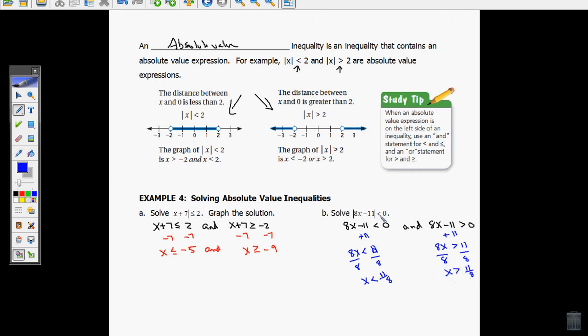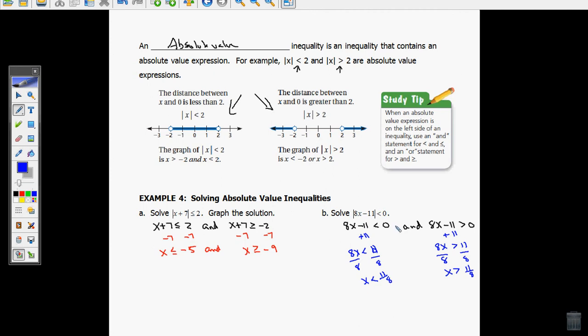Now, the thing that I want to ask about part B is, what do we think? Do you trust me? Is it correct? Is it true that x is less than 11 over 8 and that x is greater than 11 over 8? Could it be possible that the absolute value of 8x minus 11 is less than 0?